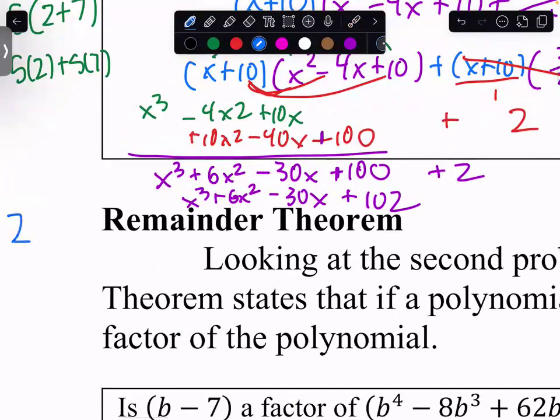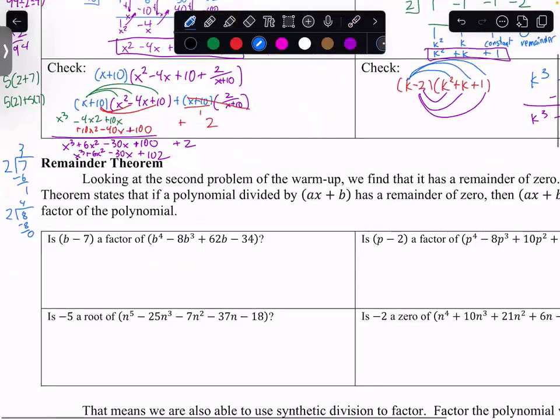Like if you divide 7 by 2, there is a remainder. So 2 is not a factor of 7. But if you divide 8 by 2, there's no remainder. So 2 is a factor of 8.